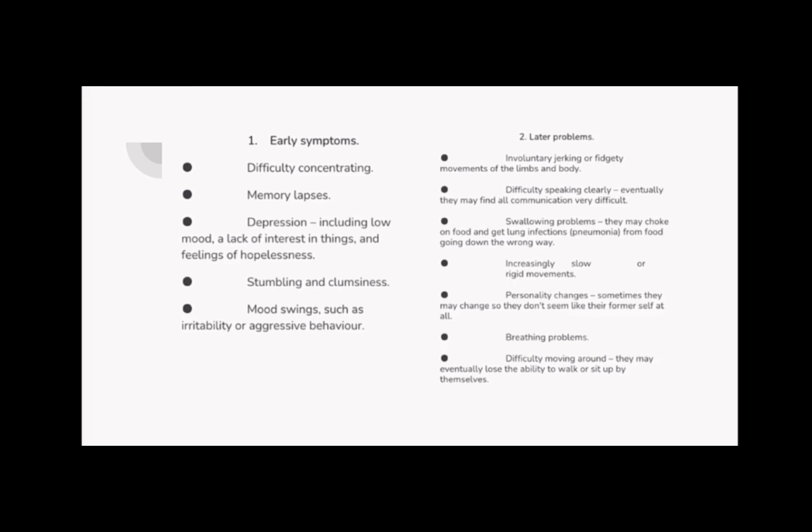Later problems in Huntington disease: involuntary jerking or fidgety movements of the limbs and body, difficulty speaking clearly. Eventually, they may find all communication very difficult. Swallowing problems, they may choke on food and get lung infections such as pneumonia from food going down the wrong way. Increasingly slow or rigid movement. Personality changes. Sometimes they may change so they don't seem like their former self at all. Breathing problems and difficulty moving around. They may eventually lose the ability to walk or sit up by themselves.